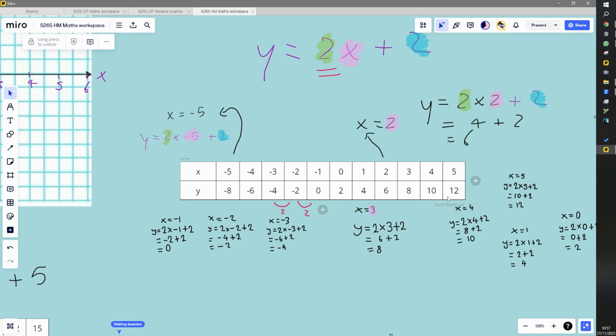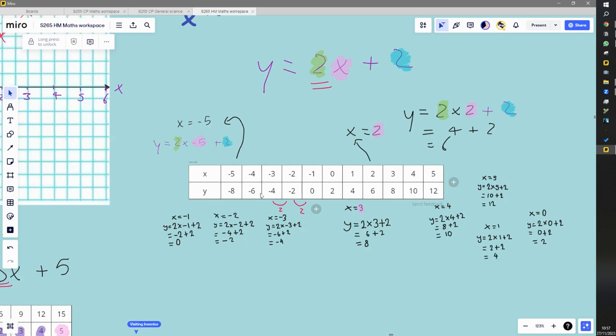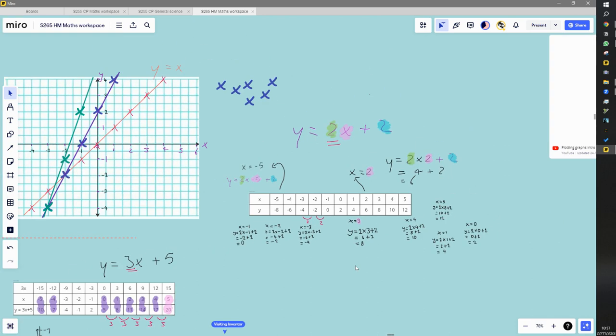So we did that with a bunch of them, and then we started to notice a pattern, and that is that it's going up in 2's. So we worked out quite a few, and then we noticed a pattern, and we tested our theory out, and yes, it does always go up in 2's, and so we filled it in like that.